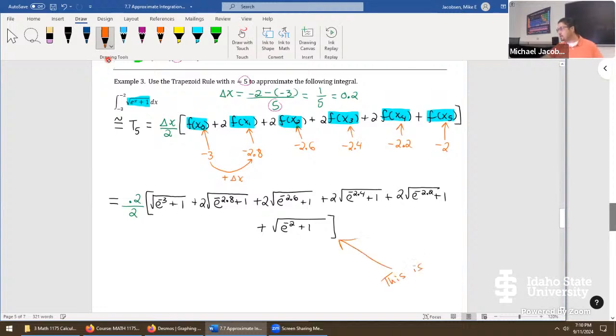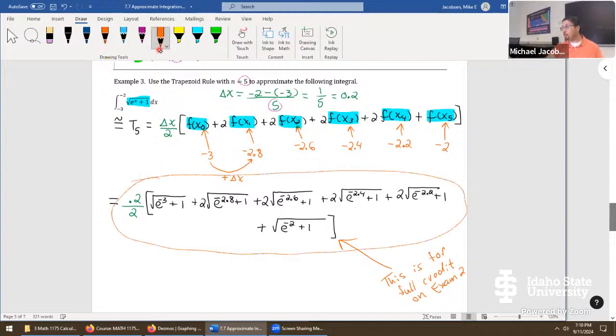This is for full credit on exam 2. So if this was an exam 2 problem, I would say that this is a completely reasonable stopping point, only because exams are timed, and this is where the calculus ends. Going beyond that is still important. We'll do it on the homework. We'll do the approximation, but save time on the exam.